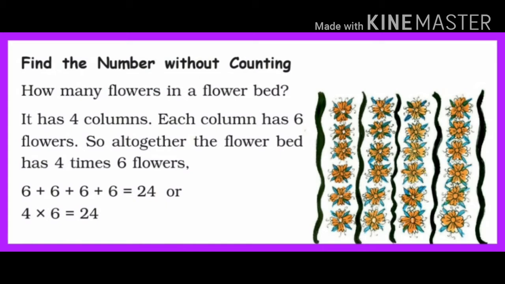That means we are adding 6 4 times. So we will write 6 plus 6 plus 6 plus 6. Answer will be 24. Or we can write it as 4 multiplied by 6. Answer will be 24.